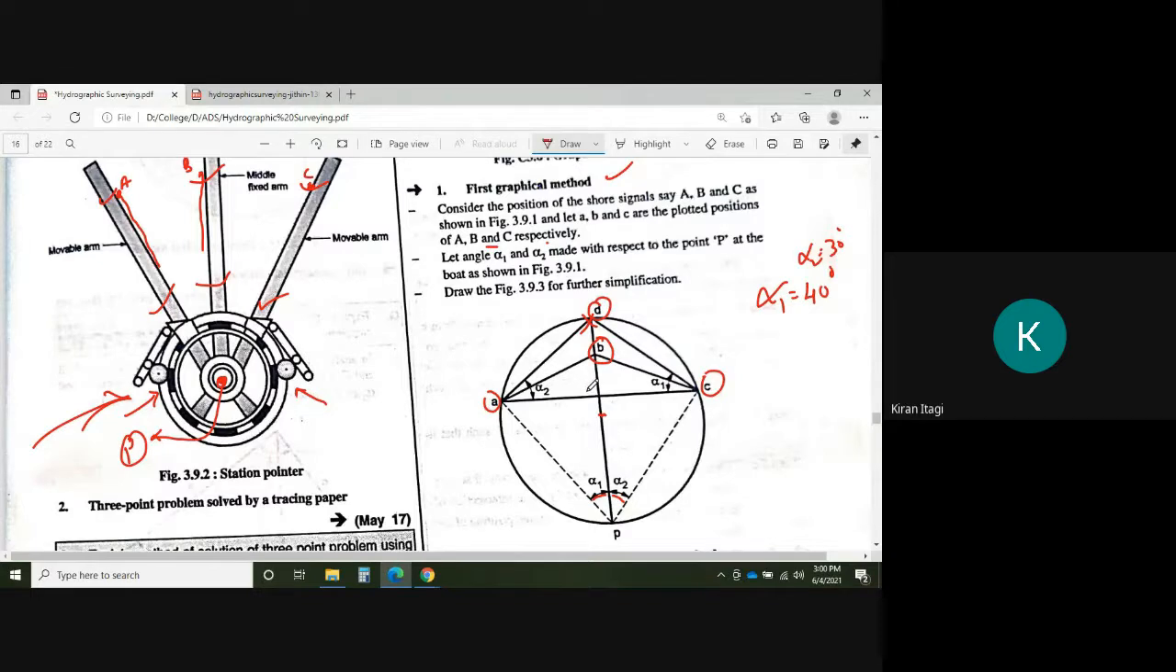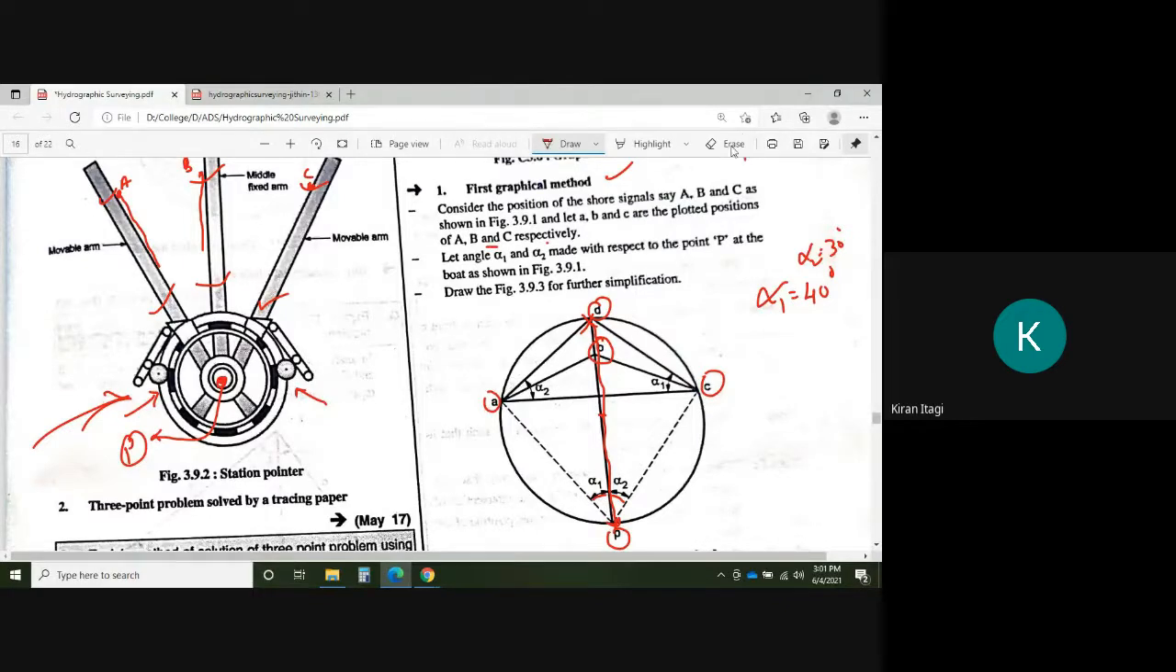Then the points D and B are joined and extended further. So what will we do? We will join this line and extend it further until it reaches the circle. Where it reaches, we will call that point P.